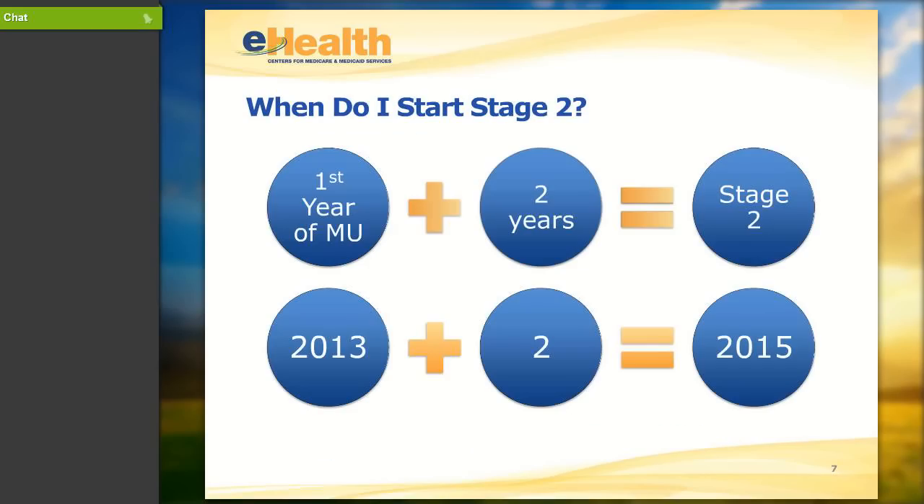A handy thing to keep in mind when you think about when you're starting Stage 2 is essentially taking your first year of meaningful use and adding 2 years to that. So if your first year of meaningful use was 2013, this year, you add 2 years to that, and you're beginning Stage 2 in 2015. If your first year of meaningful use was 2012, you add 2 years to that, well, you'll begin next year in 2014. The only people this doesn't apply to is if you began your meaningful use in 2011. Obviously, you wouldn't have begun in 2013. You're not going to begin until next year.